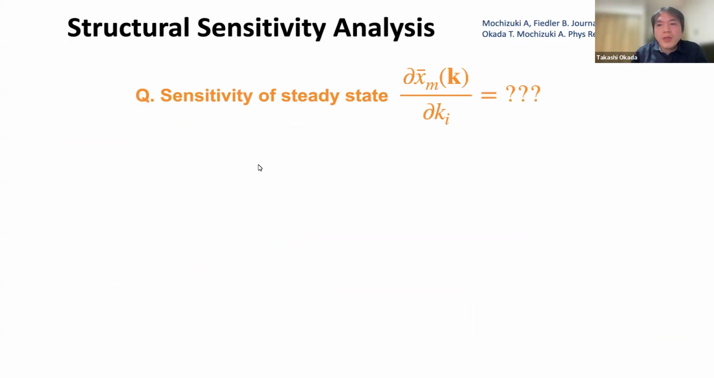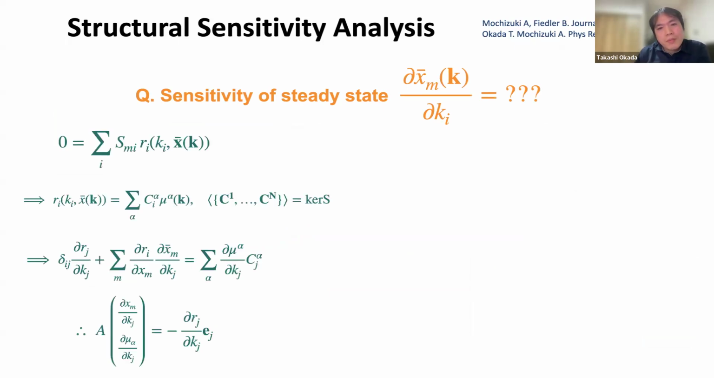Now let's review the structure sensitivity analysis. This is a method of determining steady-state sensitivity, namely how the steady-state concentrations depend on a parameter, for example, Ki. Here I sketch the method. We begin with the steady-state condition. This condition implies that the reaction rate vector R must be in the kernel space of matrix S, right? So we can expand the reaction rate vector R in terms of the basis vectors of the kernel space of S. Here the C alphas are kernel vectors, the basis vectors of the kernel space, and mu alpha are the coefficients.